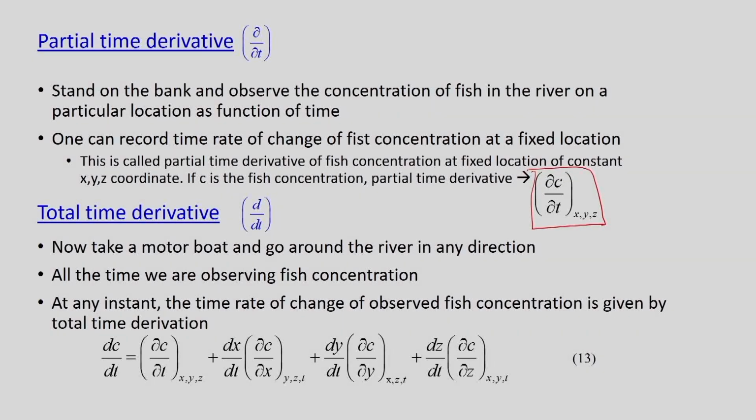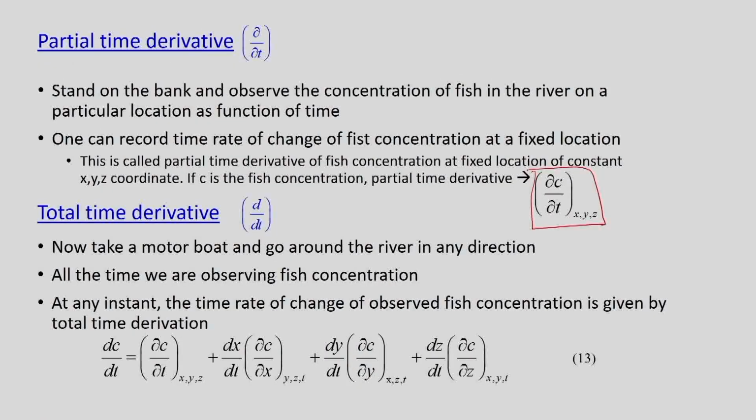Now, you know that it is not a true picture of the fish concentration in the river. So, you try to improve your measurement. Next, you take a boat and go around the river from upstream to downstream, from one corner to the other, the way you wish, and try to cover as much area as possible. At each location you keep measuring the concentration of the fish with respect to time as well.